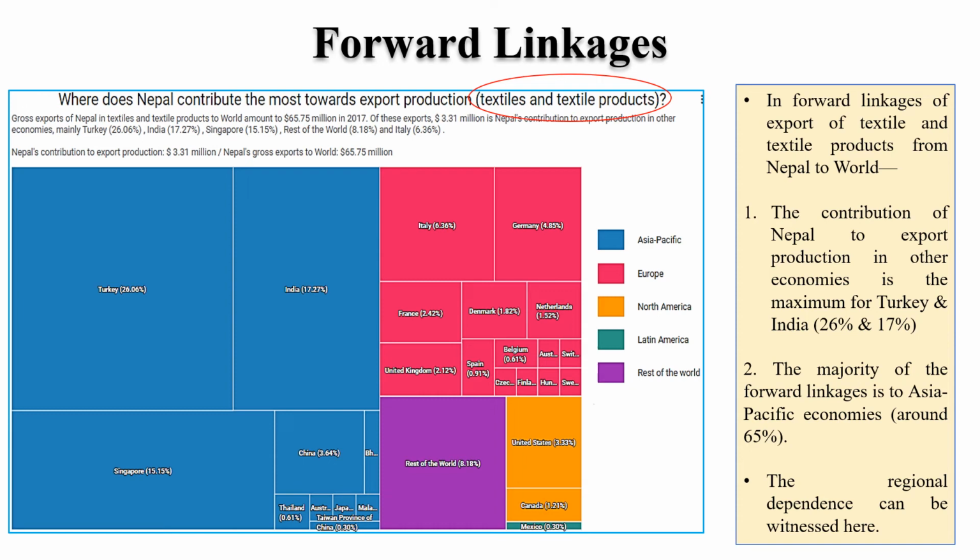Here in Nepal's forward linkages, the contribution of Turkey is significantly high, around 26%, followed by India and Singapore, 17% and 15% respectively. So Nepal's exports are being used as imported inputs by Asian countries the most, as you can see from the blue part of this diagram.